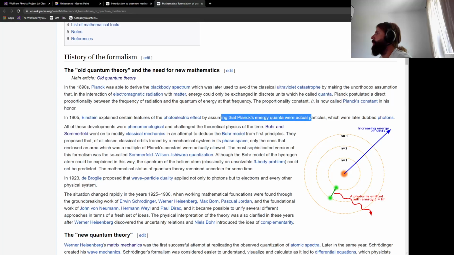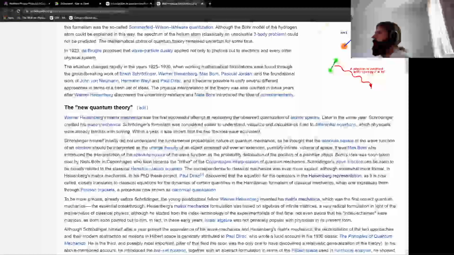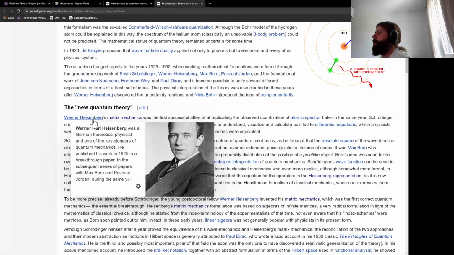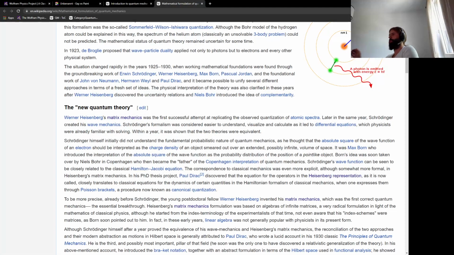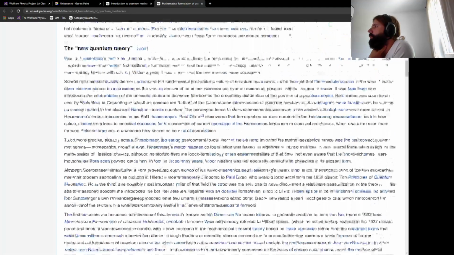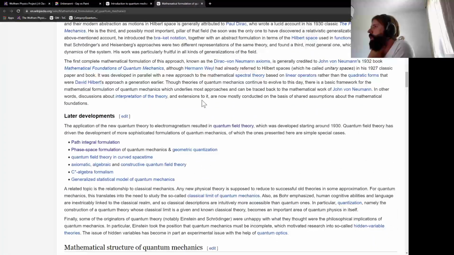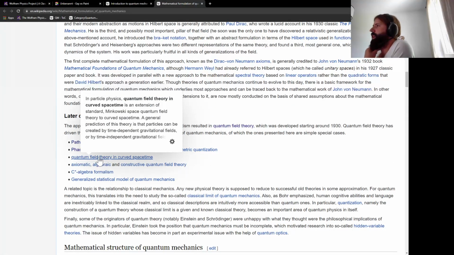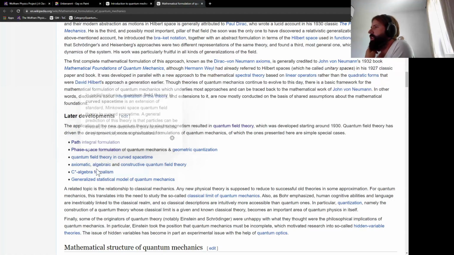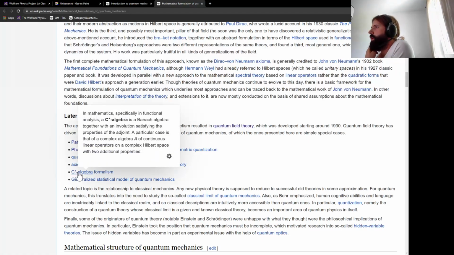Quanta were actual particles, which were later dubbed photons. The new quantum theory: Heisenberg's matrix mechanics was the first successful attempt at replicating the observed quantization of atomic spectra. Later developments: path integral formulation, phase space formulation, quantum field theory in curved spacetime. Jesus Christ. C-star algebra.